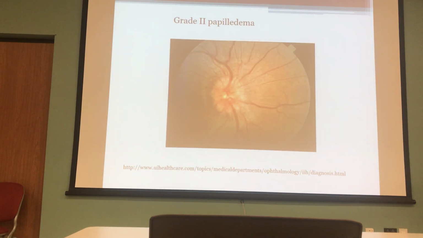Okay, this is a grade 2 papilledema. Look at your optic disc head. If you look at the other picture, you see your margins are nice and sharp. It's a nice round area. Look at this, your margins are nice and blurred out. If it's a higher grade, you'll see less and less margins.